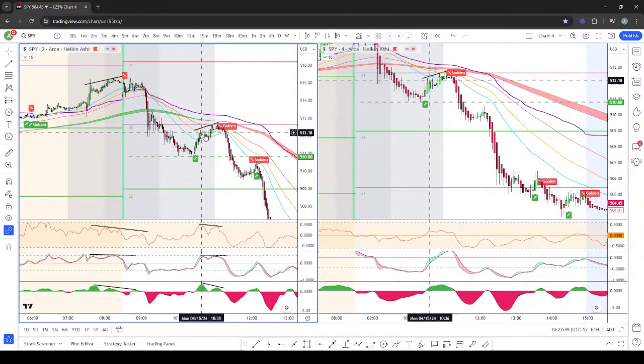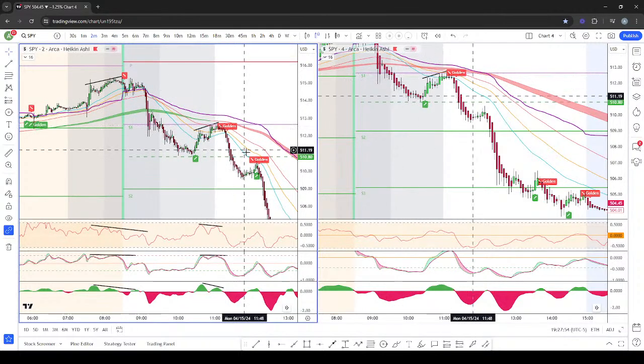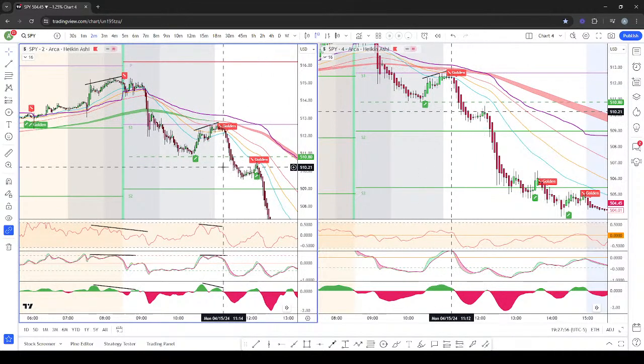I hope you guys can test out and backtest the sequence.